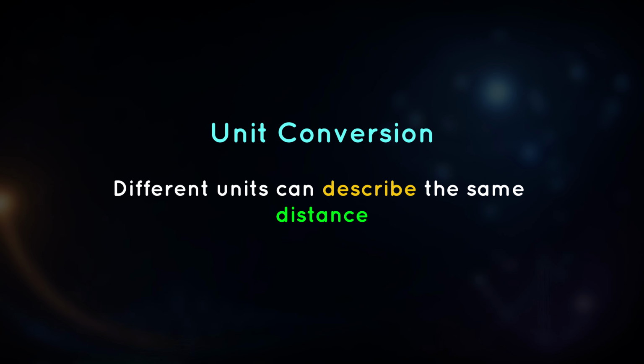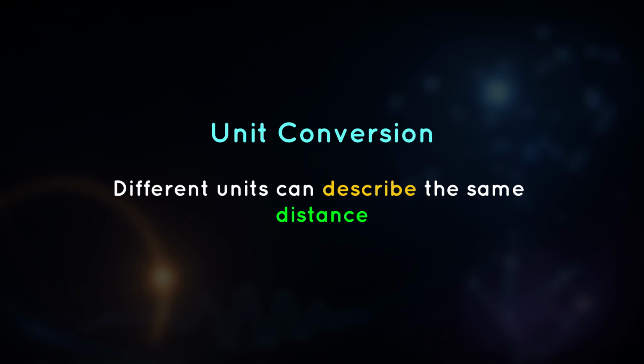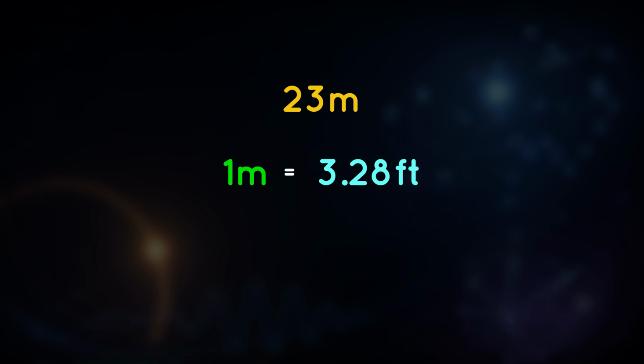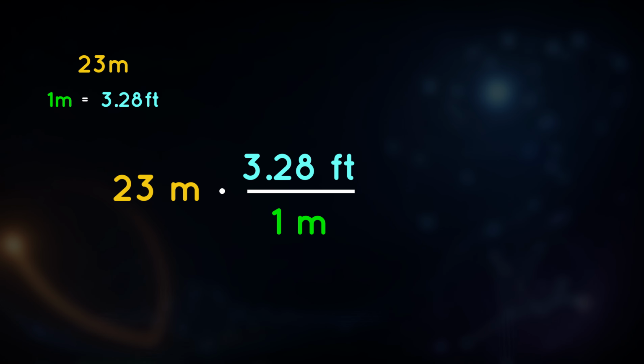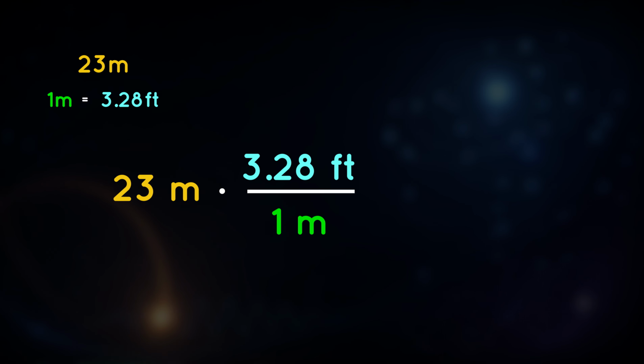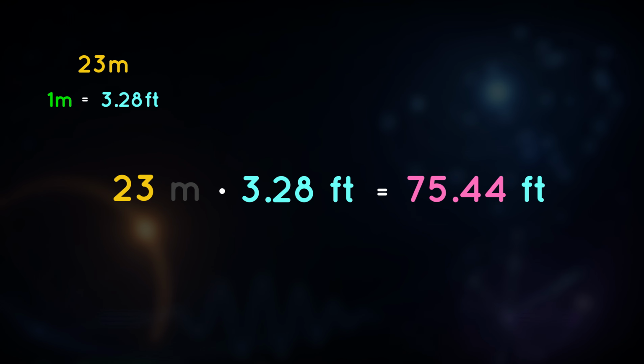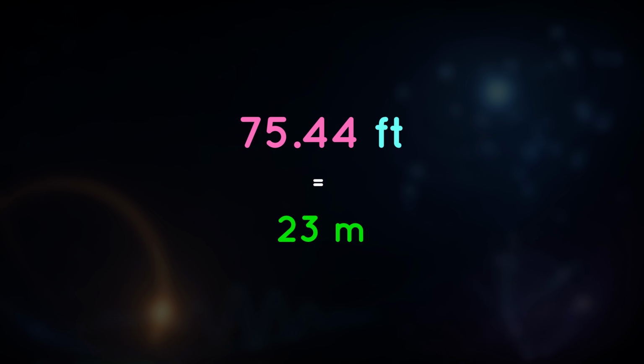Different units can describe the same distance, so we sometimes convert between them. Think of 23 meters. Because 1 meter is about 3.28 feet, multiply 23 meters by 3.28 feet per meter. The meter units cancel, leaving 75.44 feet. The value changes because the unit changed, but the actual distance did not.